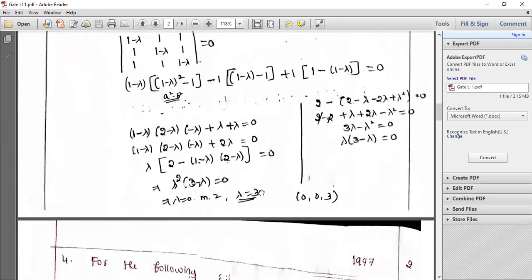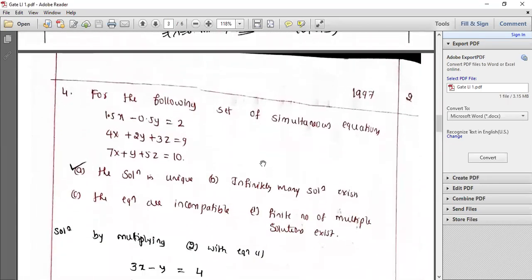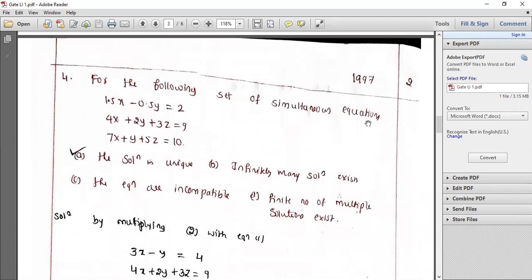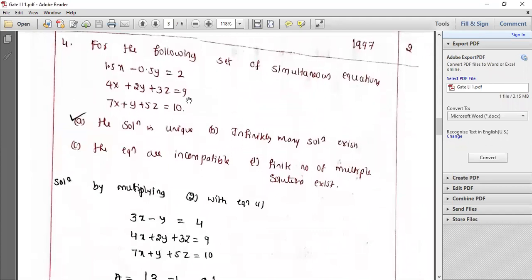So this is another example. Now, the next example, the fourth one, appeared in 1997. For the following set of simultaneous equations, the options given are: the solution is unique; it has infinitely many solutions; the equations are incompatible; a finite number of multiple solutions exist. Let us see what the answer should be.